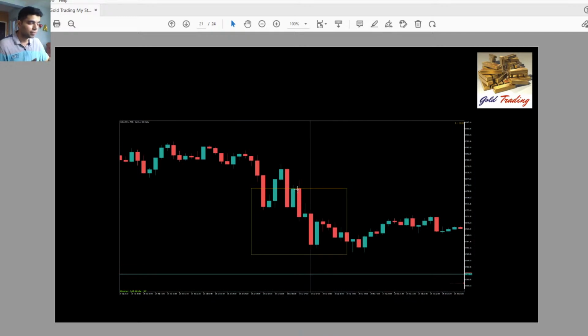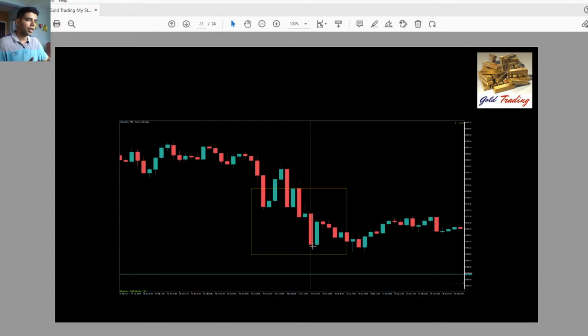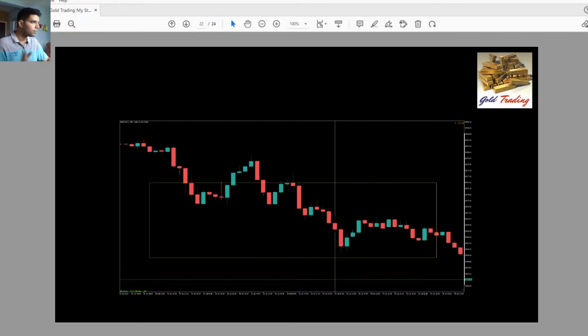The next candle is a green candle. So we wait for this red candle to breach this price level and close below it, and then we take our trade. As soon as the price breaches below the low of this candle, we take our trade. So this is our trading candle. Okay guys, this is the 15-minute time frame.